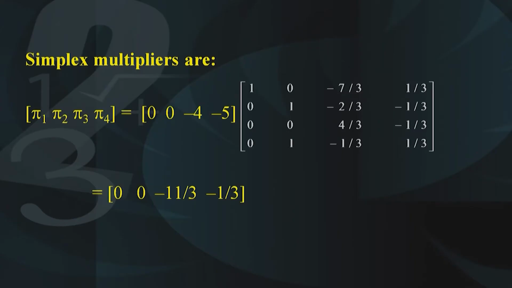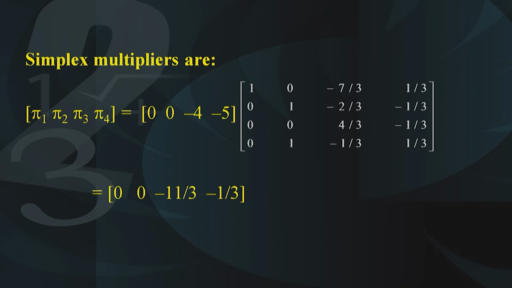And what are the simplex multipliers? Simplex multipliers are nothing but pi 1, pi 2, pi 3, pi 4, which is equal to 0, 0, minus 4, minus 5 multiplied by this matrix A0 inverse. Now, what is this 0, 0, minus 4, minus 5? This is nothing but the coefficients of the objective function of the basis corresponding to this stage.